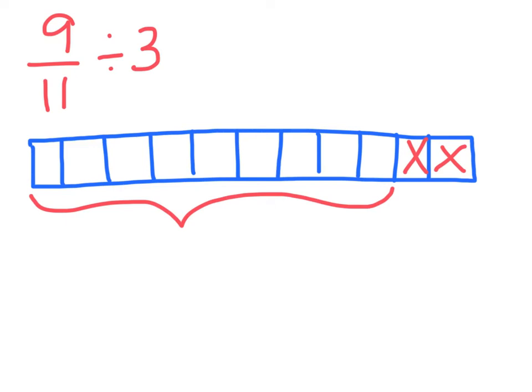Well, 9 divided by 3 gives us 1, 2, 3, 1, 2, 3, and 1, 2, 3. So a third is 3/11ths. So 9/11ths divided by 3 is 3/11ths.